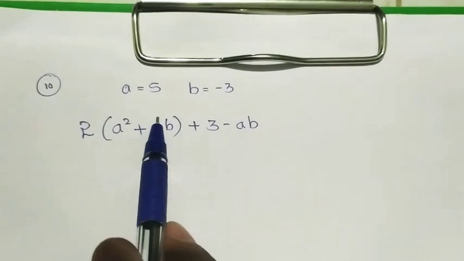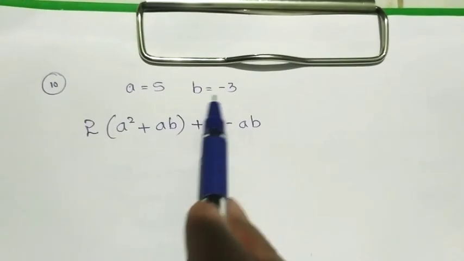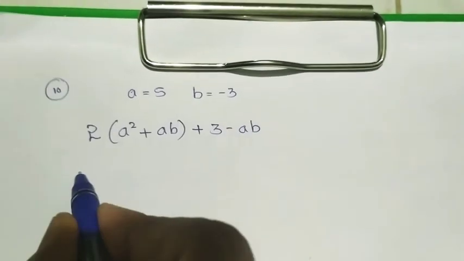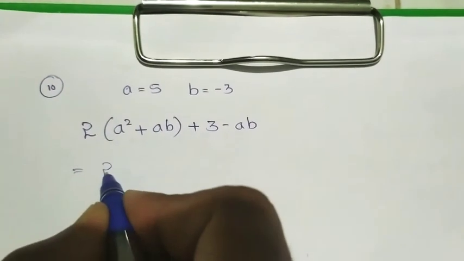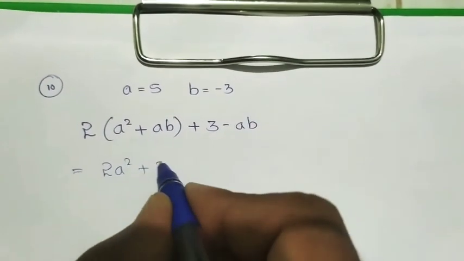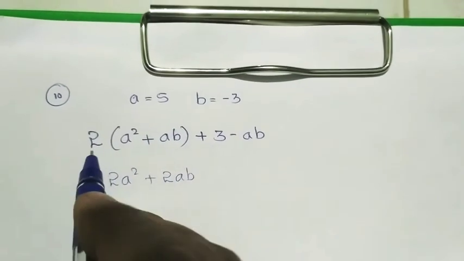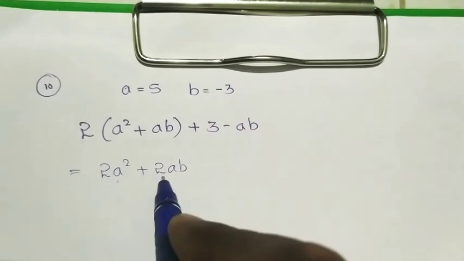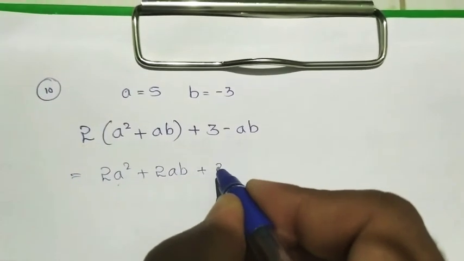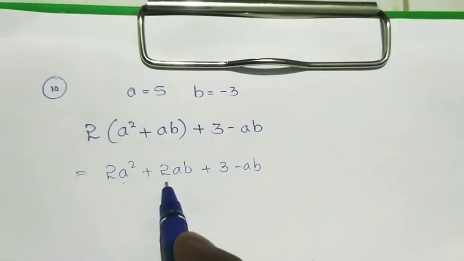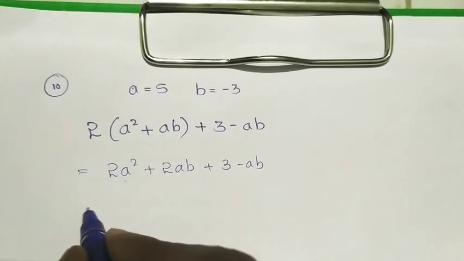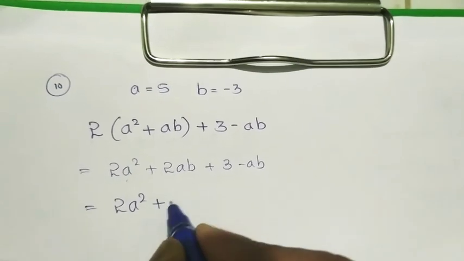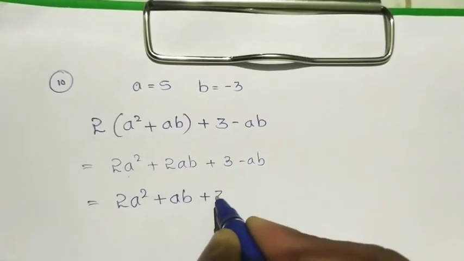So the 10th one, they gave the a value as 5, b value as minus 3. You have to simplify the expression and find its value. First you multiply this: 2 into a square, 2a square plus 2 into ab, because this 2 will multiply these two terms, 2 into a square is 2a square plus 2 into ab, it will be 2ab plus 3 minus ab. See here, plus 2ab minus ab. So here we will get 2a square, 2ab minus ab remains ab, plus 3.